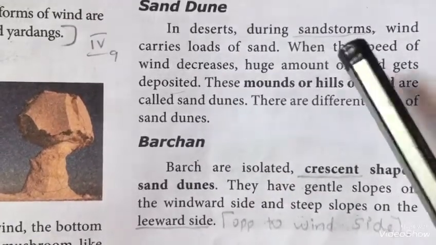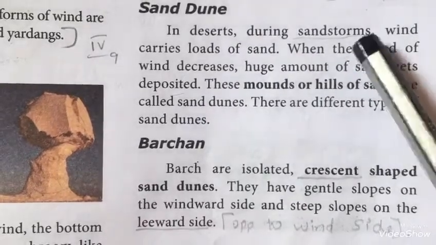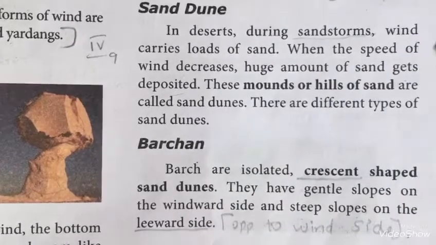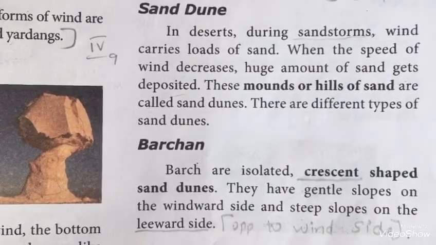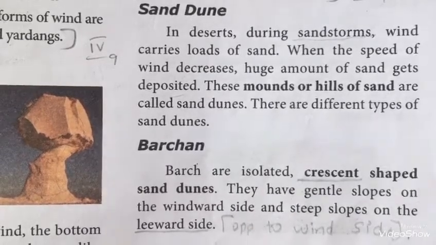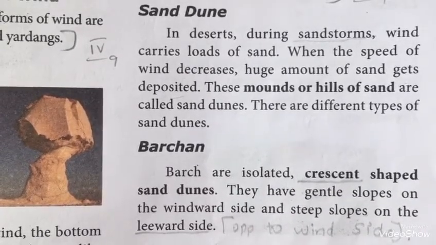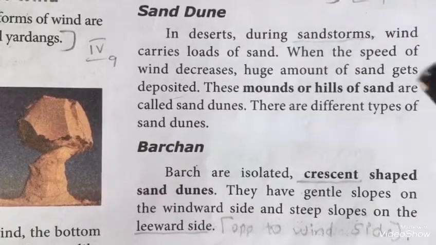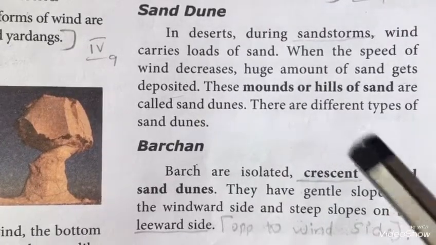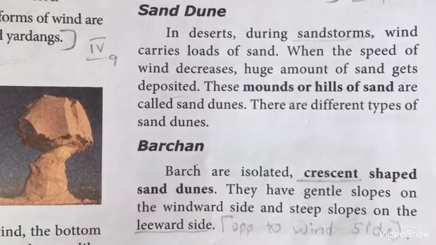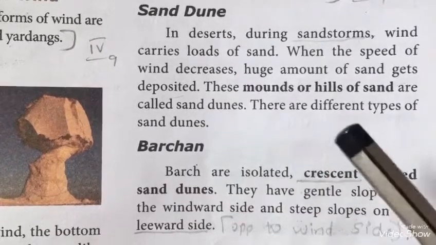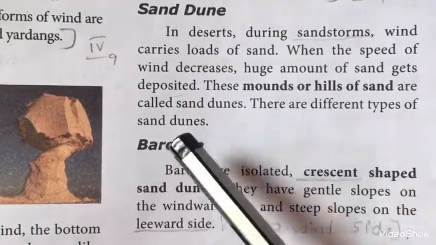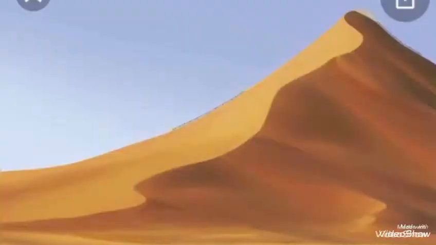So we know what a storm is, right? Storm means a cyclone, no? So during a sandstorm, loads and loads of sand will be carried in the air by the wind, and when the speed of the wind decreases, the sand will be deposited in a place. A large amount of sand will be deposited in a place and it creates a structure of hills or mounds. This is called sand dunes.